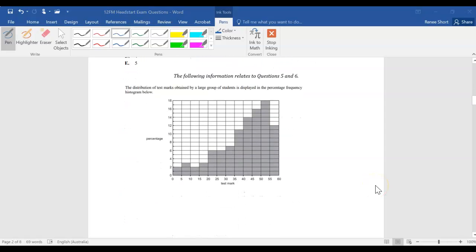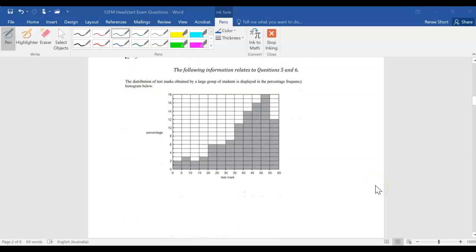All right. Question 5 and 6 then relate to this graph, and it is split over 2 pages. This graph shows the distribution of test marks obtained by a group of students, displayed in the percentage frequency histogram, which is shown here. Now, on the bottom of the axis, we've got the test marks. So the maximum marks that they could get is 60, and the lowest marks they could get is 0. So this first column here is showing what percentage of students got a mark between 0 and 5, in which case this is 2%.